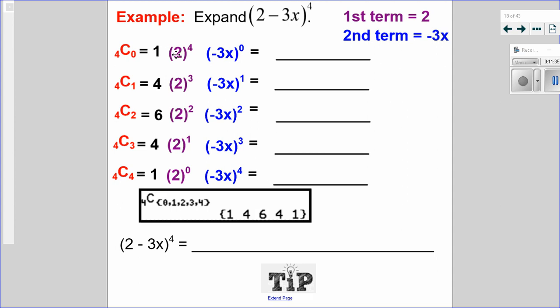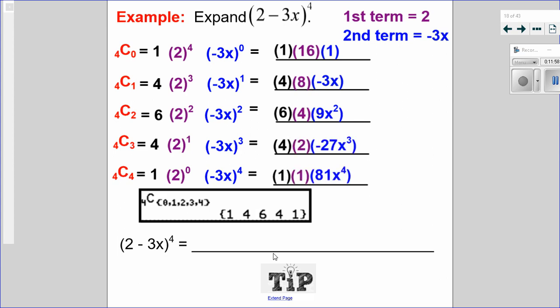So this is going to be 1 times 2 exponent 4 times negative 3x to the 0. This will be 4 times 2 cubed times negative 3x to the 1. 6 times 2 squared times negative 3x squared. Now negative 3x squared means negative 3x times negative 3x, which is 9x squared. And then do the same thing for this row and that row.